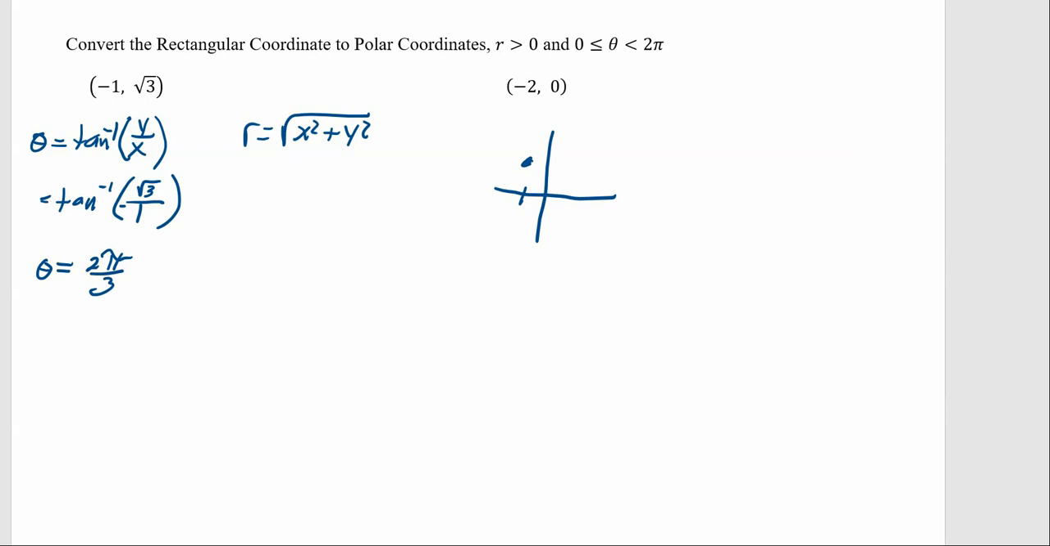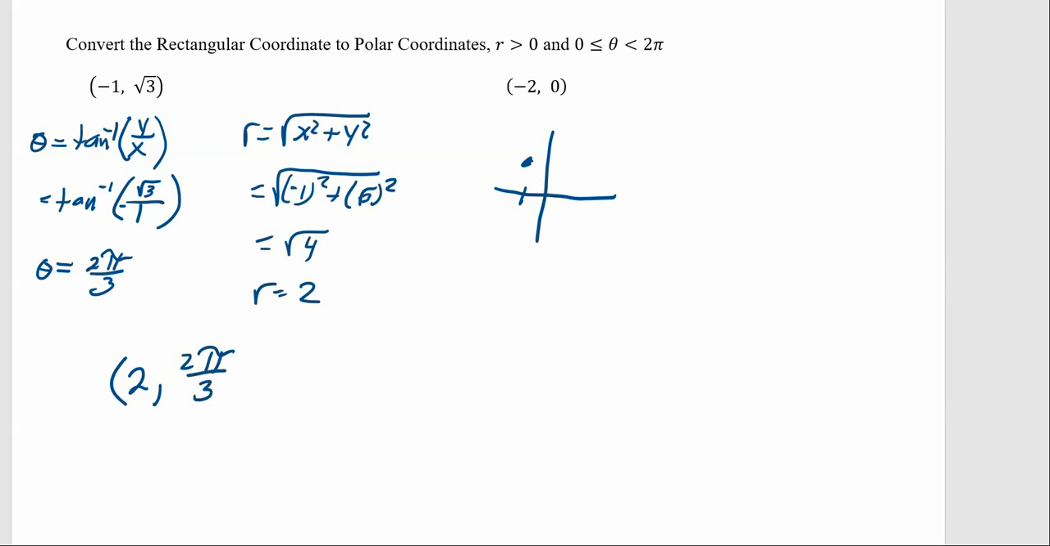And r then is going to equal the square root of x squared plus y squared, so that's going to equal negative 1 squared plus root 3 squared, which gives me the square root of 4, or r is equal to 2. So in polar coordinates, (r, theta) is (2, 2 pi over 3), and that's all there is to it. That's how you convert from rectangular to polar, and then polar to rectangular.